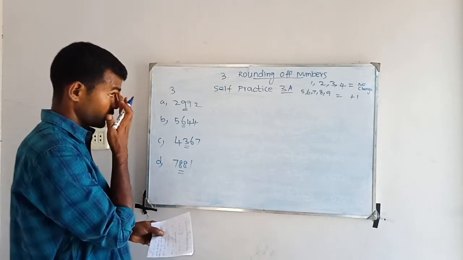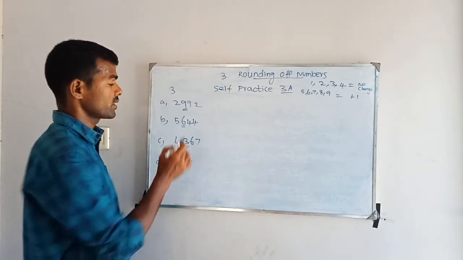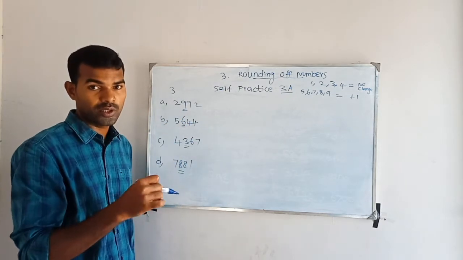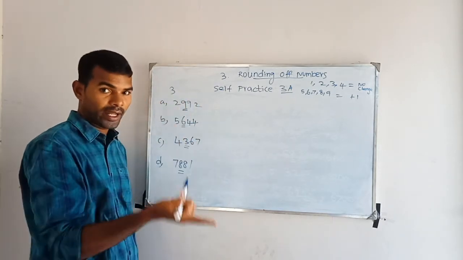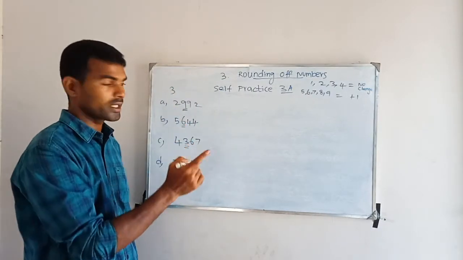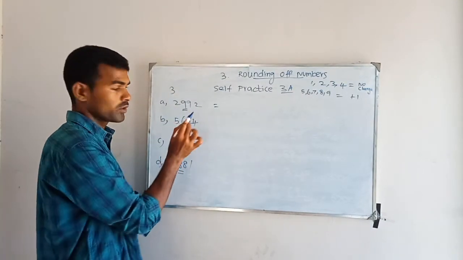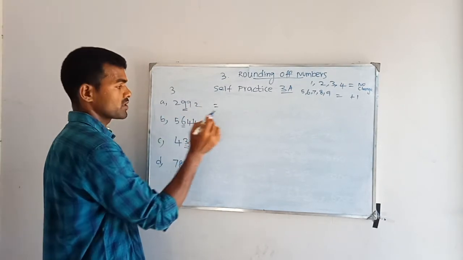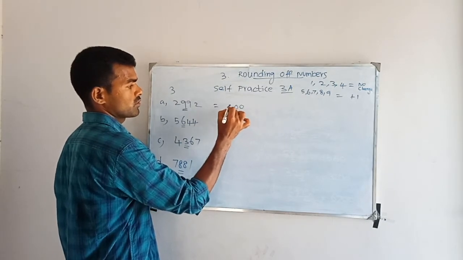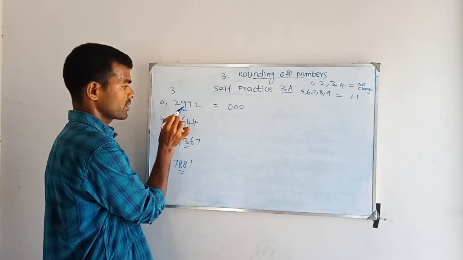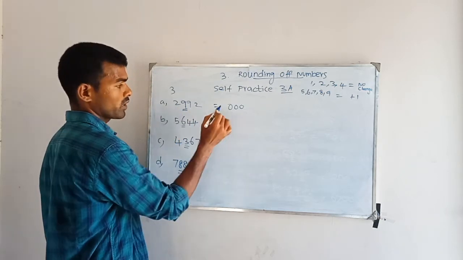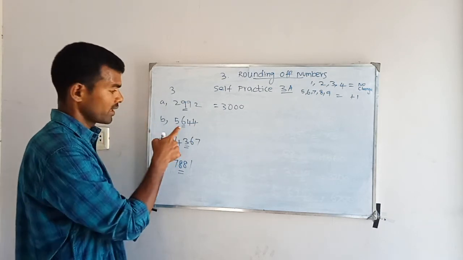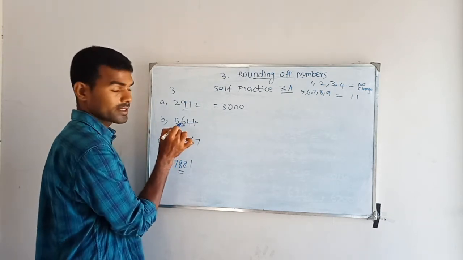See here, to round the number to the nearest thousand, look at the hundreds place. Here 9 is coming. Since 9 is coming, in the thousands place you have to add plus 1. So 2 plus 1 is 3, and the ones place, tens place and hundreds place are 0, 0, 0. So 3000.